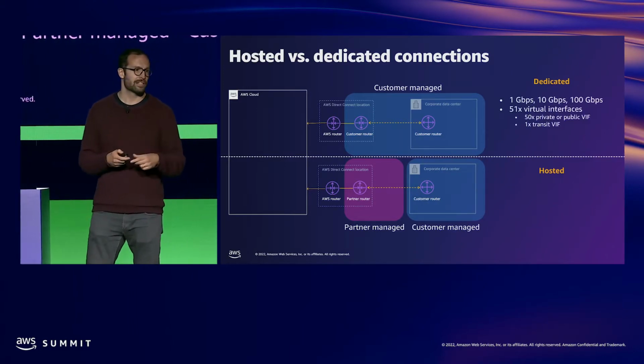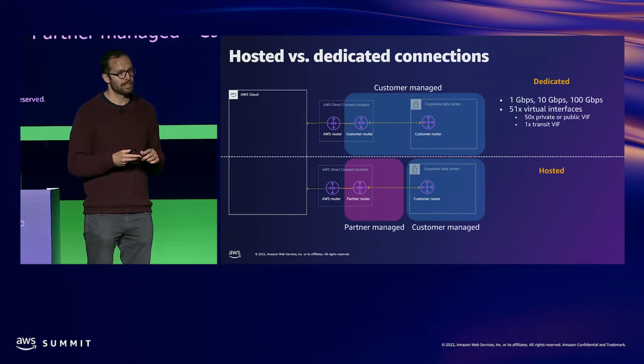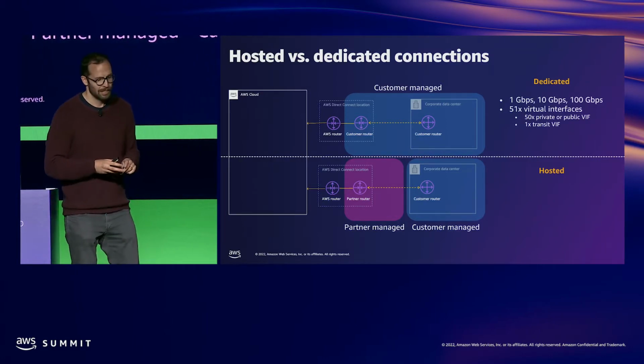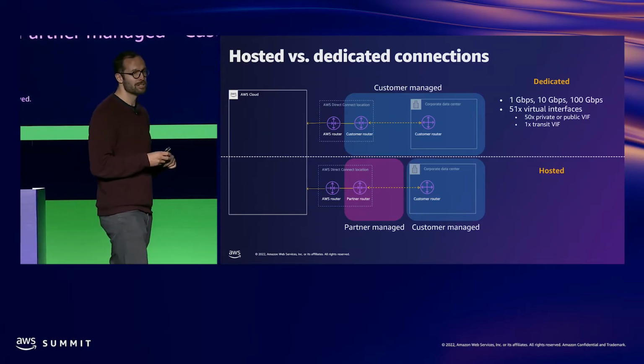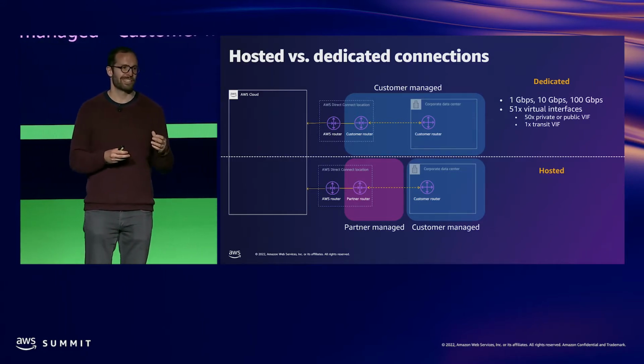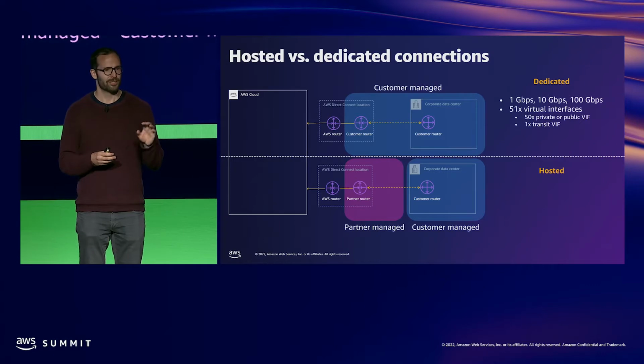So from a dedicated standpoint, the speeds we support are 1, 10, and 100 gigabits a second. And there's also a larger number of virtual interfaces. I'll explain what virtual interfaces are. Just know on a dedicated connection, you have 51 of them.